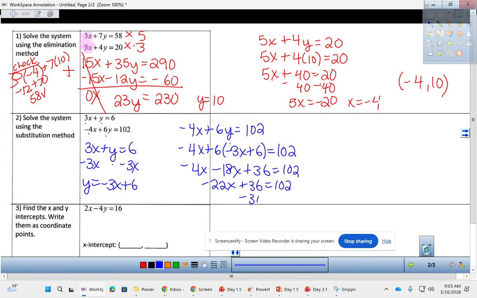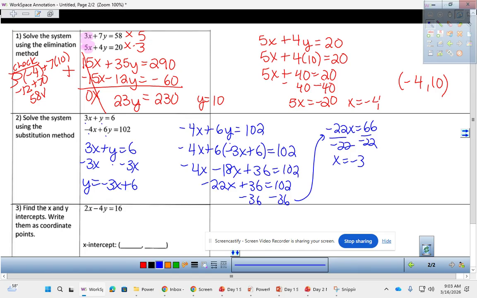And if I subtract the 36, let's bring this up here. That's negative 22x and 66. So I end up with x equals negative 3.